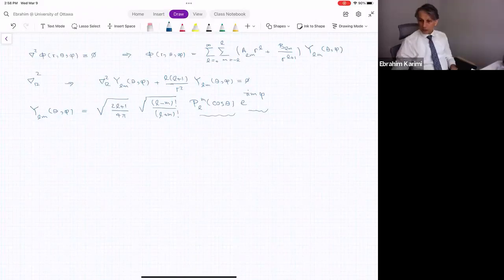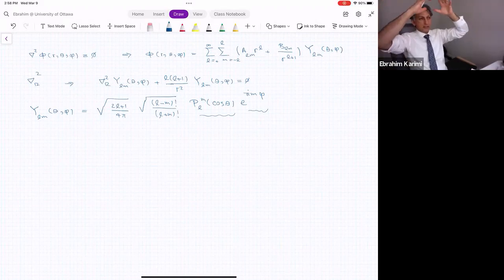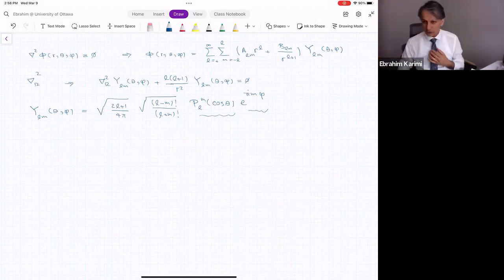Okay, so that was the conclusion that we came to: Y_lm in the spherical coordinates, if we neglect r, are complete bases. So any functions can be expanded in terms of them. And that's really, really important. Okay.